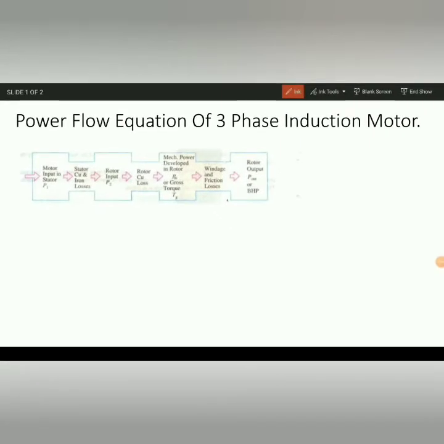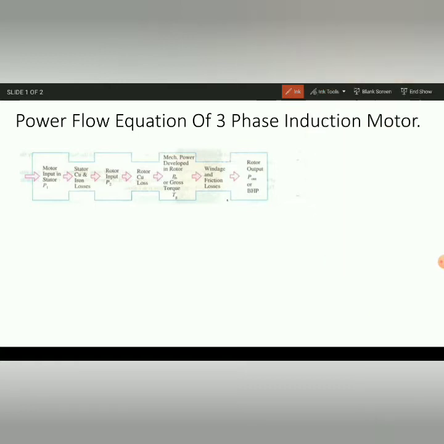Hi, today I am going to teach you the power flow equation of a three-phase induction motor. Power flow means when we give the supply and we get the output, in between, how the power is flowing, what the various stages are, and what the relations are among those stages. This is what we are going to find out.